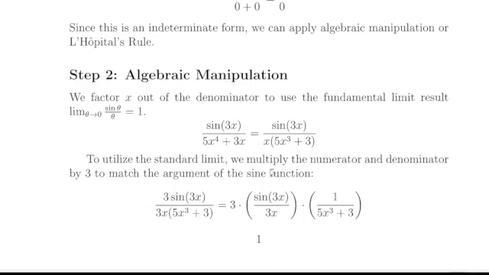Let's look at algebraic manipulation. So in the denominator, we can get a factor of x from 5x to the fourth plus 3x to get x times 5x cubed plus 3. And then I can break this up into two separate fractions. So first, I can say sine of 3x over x times 1 over 5x cubed plus 3.